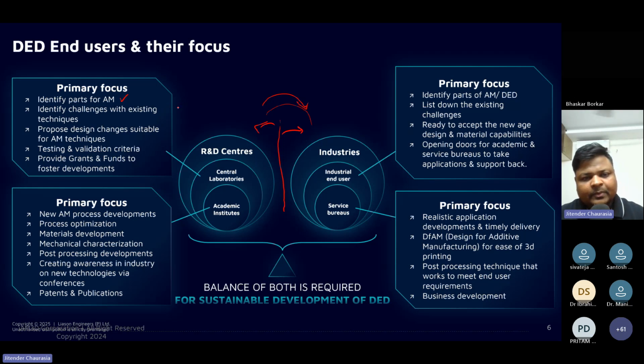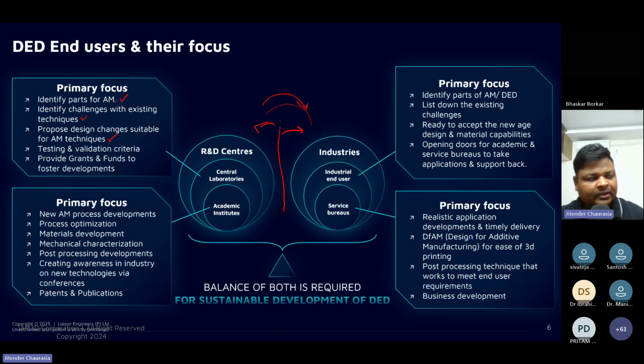But one lagging part which the R&D centers should also look at is to identify the build part, because I have also experienced this. When I did my PhD, I mainly built test coupons, though it was slightly on the repair side, and I got the opportunity to repair some real parts. But when I see the other works, I feel you have to identify AM parts, and then you should try to work on them. Then they identify challenges with existing techniques. This is one important point. And then proper design changes suitable for the AM technique.